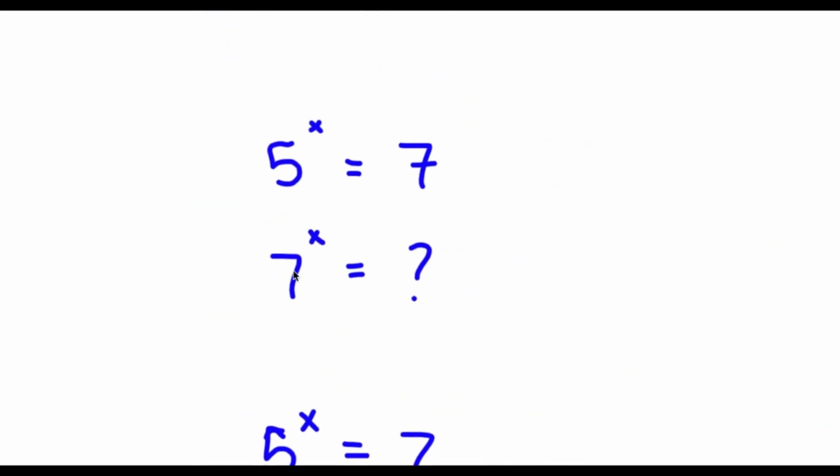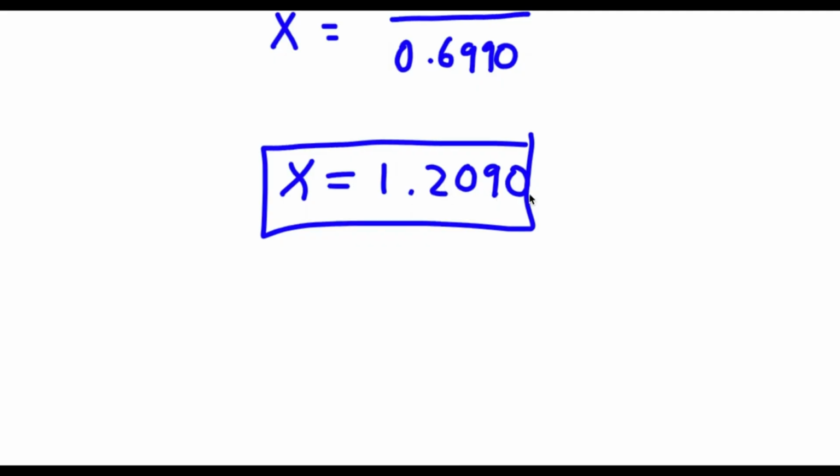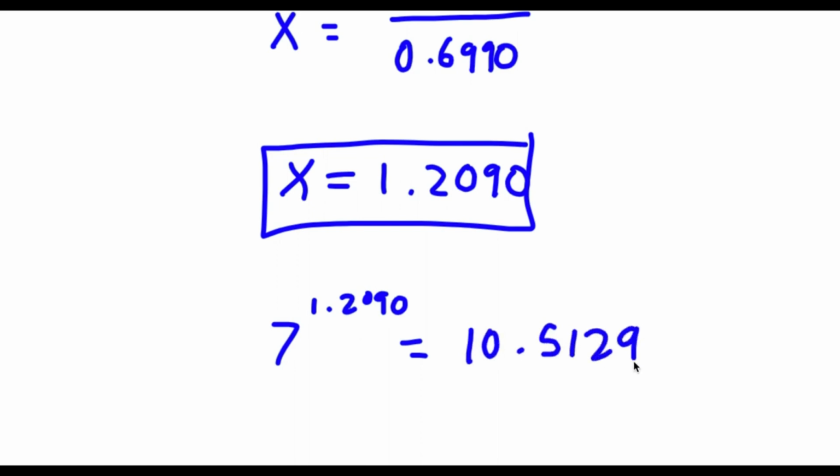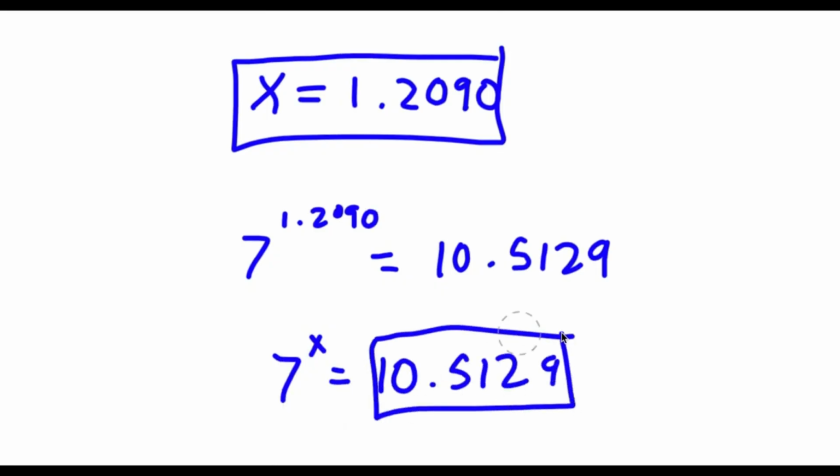However, we want to find the value of 7 to the power of x. So if we know that x is equal to 1.2090, then 7 to the power of x is the same thing as 7 to the power of 1.2090. And this is equal to 10.5129. So 7 to the power of x is equal to 10.5129. So this is my answer.